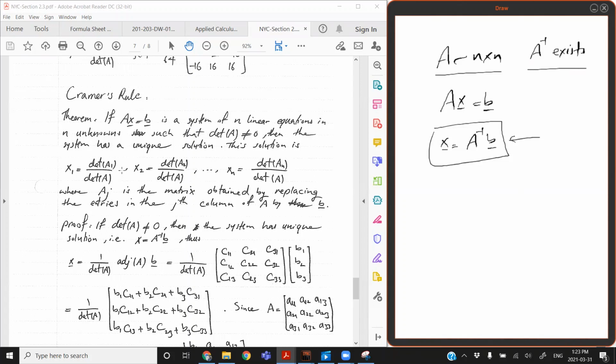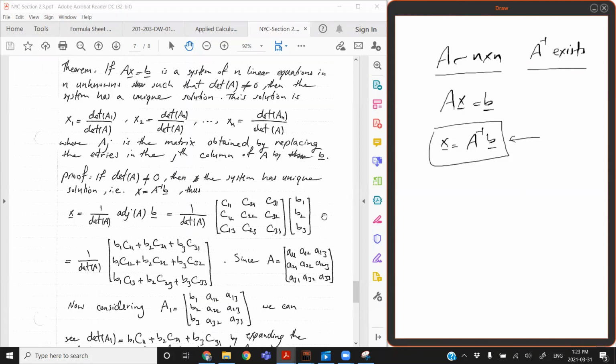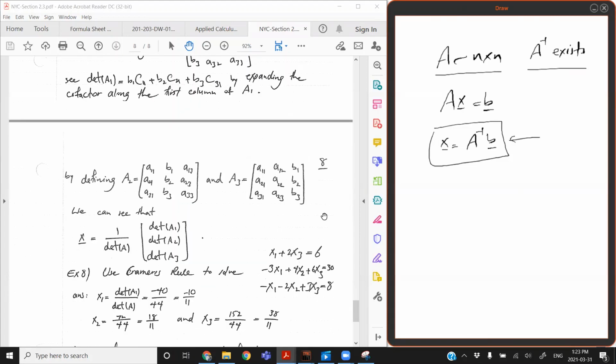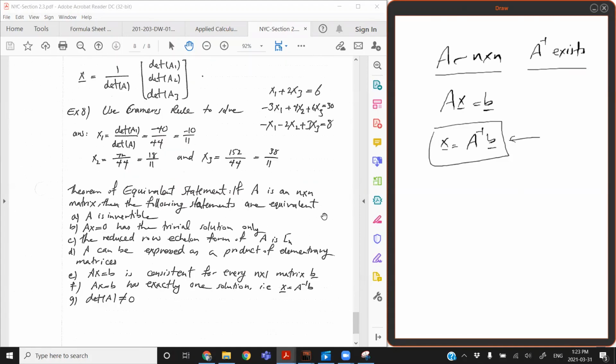However, what is A1? What is A2? What is A3? That is explained here, where Aj is the matrix obtained by replacing the entries in the jth column of A by B. So before doing the proof, I'm going to do the example for you, because I think that makes it more clear, and then we'll go back to the proof.